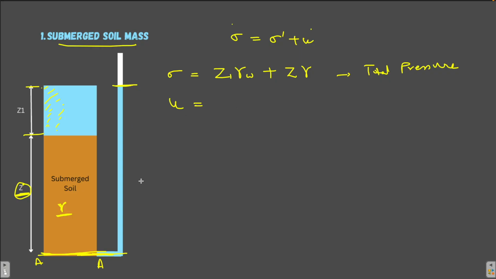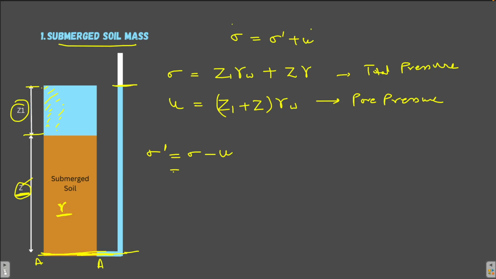So let's take this height. How much is this height? It is Z1 plus Z, right? So Z1 plus Z, the total height of water, into gamma W will give you the pore water pressure. Now we have to calculate the effective stress. Effective pressure is equal to total pressure minus the pore water pressure. If we do this, we can get the effective stress.